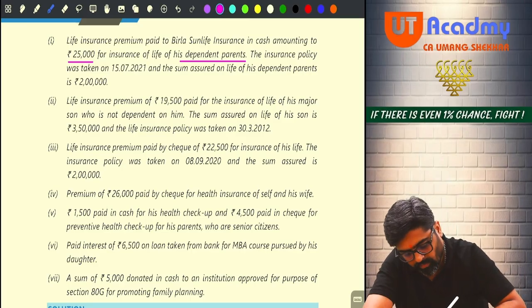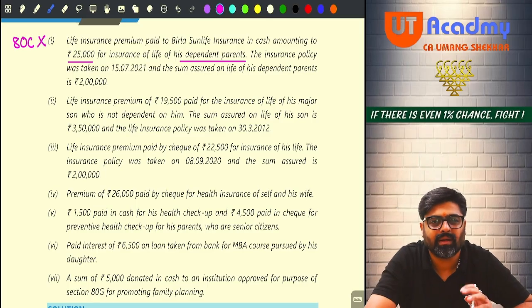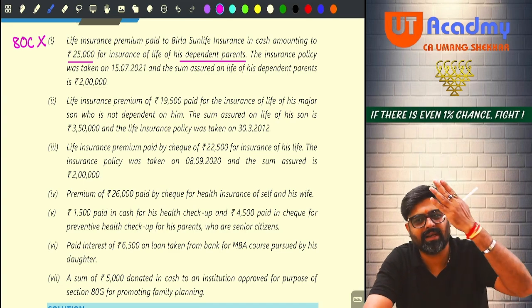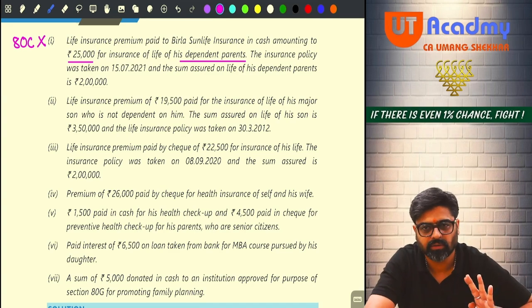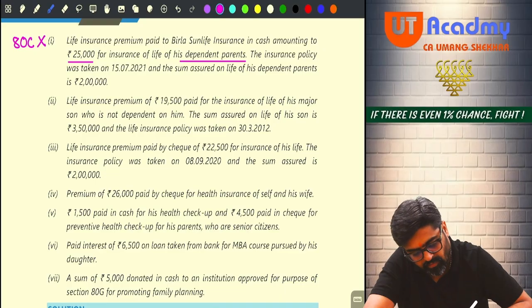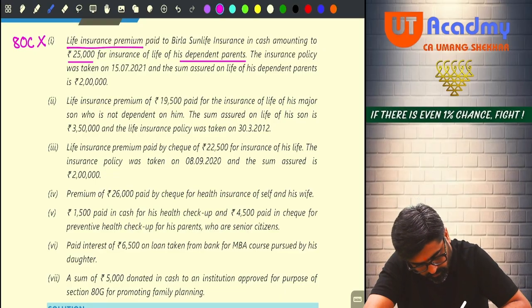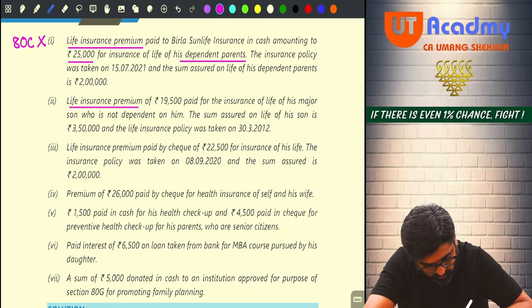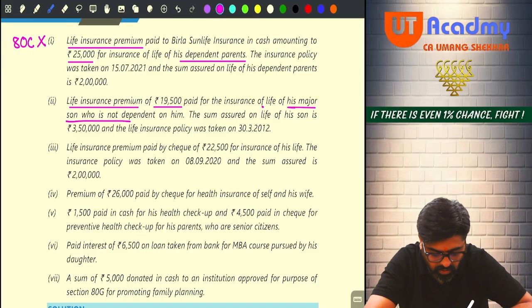Yes or no? Under 80C. So this 25,000 you will ignore. Now no need to see when the policy was taken or how much was the sum assured. No need to look at those details because this deduction is not available under 80C. Okay. Next one. Life insurance premium for the insurance of life of his major son who is not dependent on him.